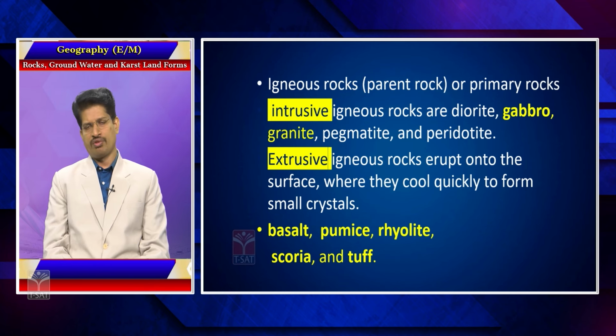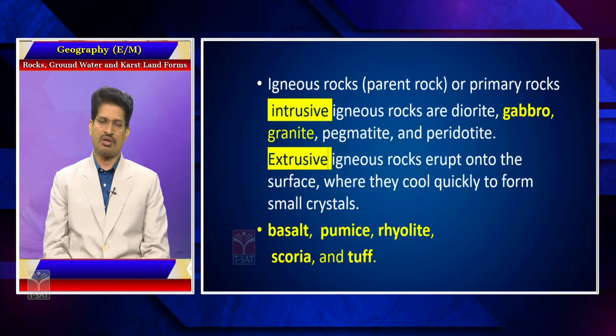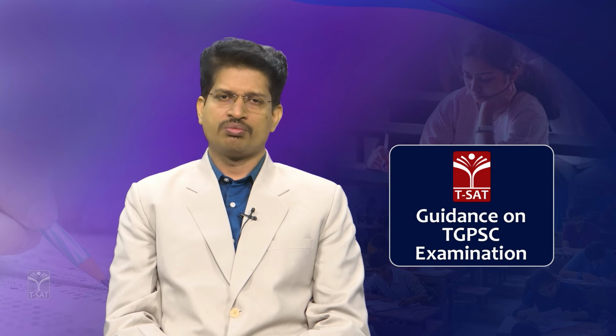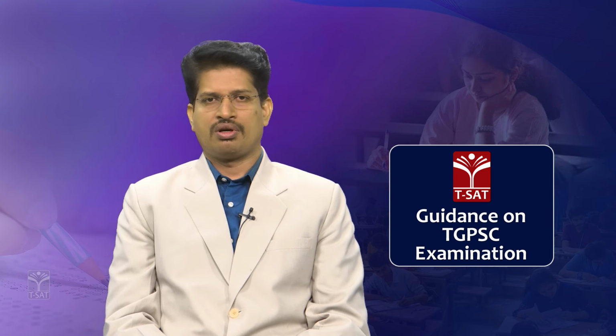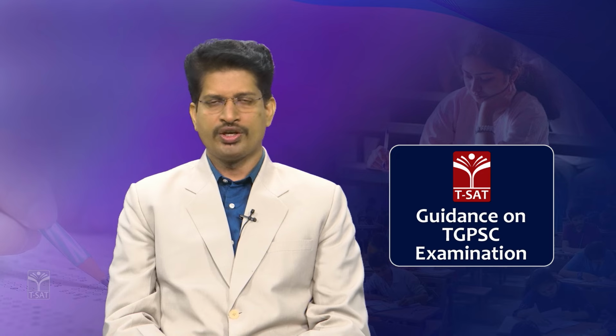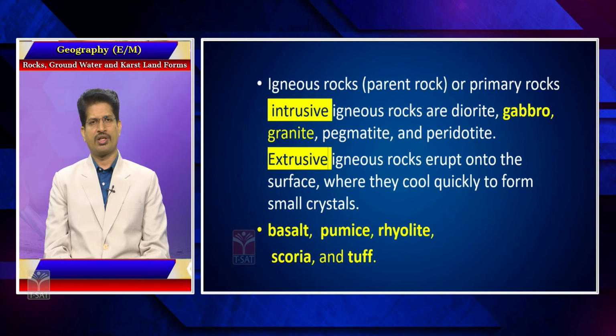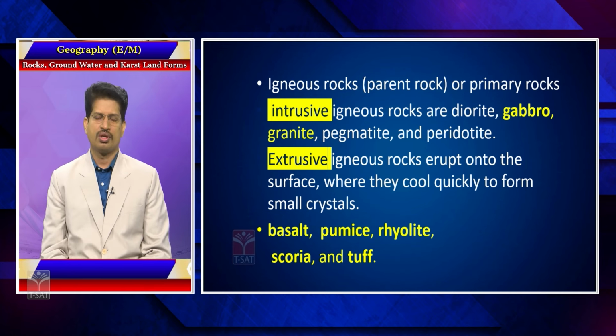So, even while framing a question, they may ask you, out of these igneous rock bodies, what are the intrusive igneous rock bodies and what are the extrusive igneous rock bodies. They may give you a question based upon this to differentiate examples of different intrusive and extrusive igneous rock bodies. There are certain examples given here. Basalt is an example of an extrusive igneous rock body. Pumice, rhyolite, tuff and scoria are examples of extrusive igneous rock bodies.